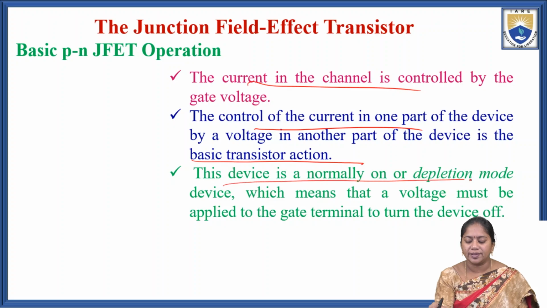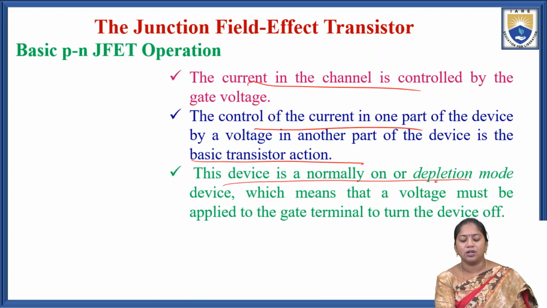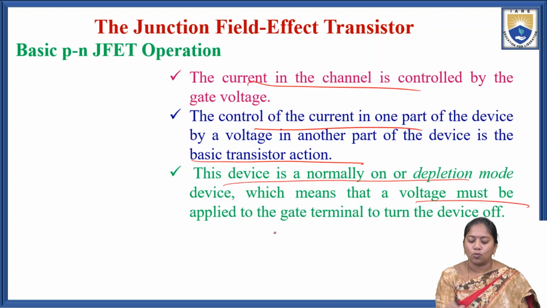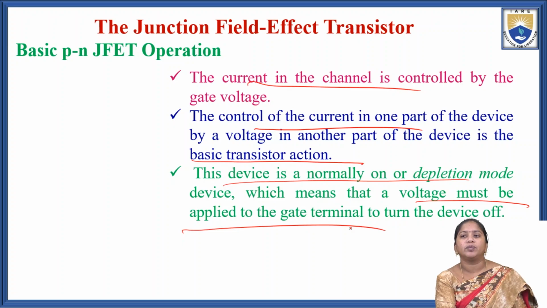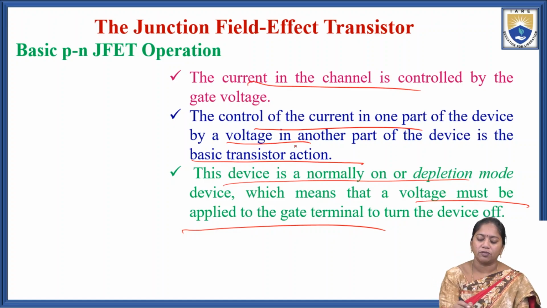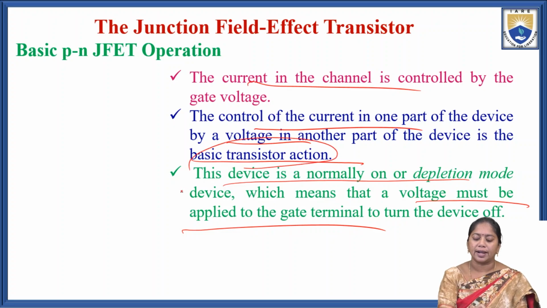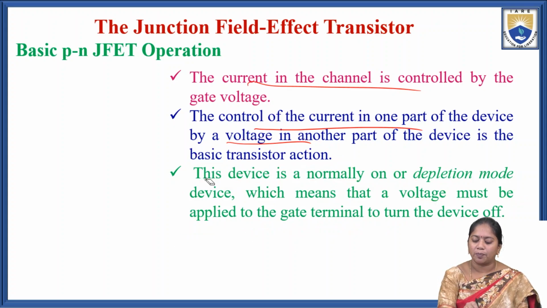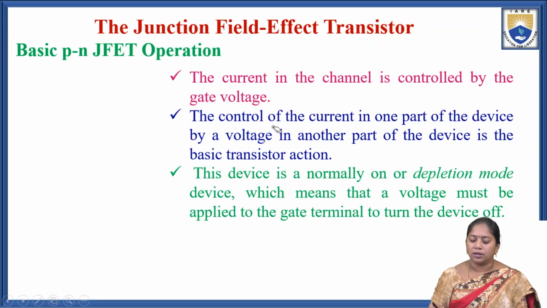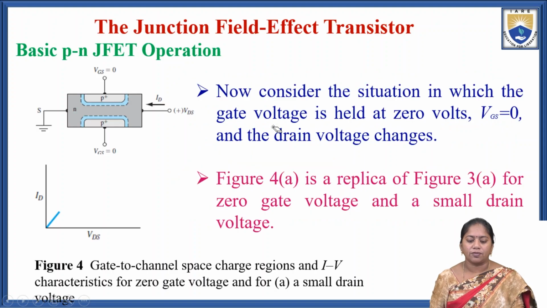So this device is normally on, a depletion mode device, which means that a voltage must be applied to the gate terminal to turn the device off. The current in the channel is controlled by the gate voltage. The control of the current in one part of the device by voltage in another part of the device is the basic transistor action. So this device is normally on, in depletion mode, and voltage must be applied to the gate terminal to turn the device off.